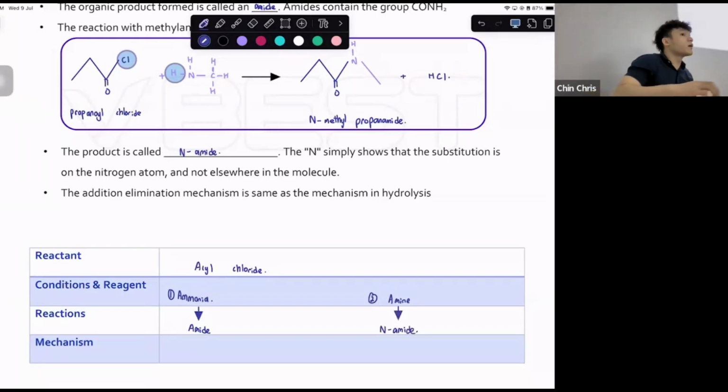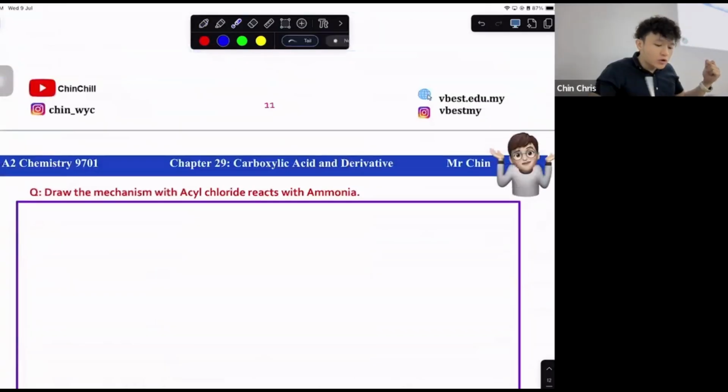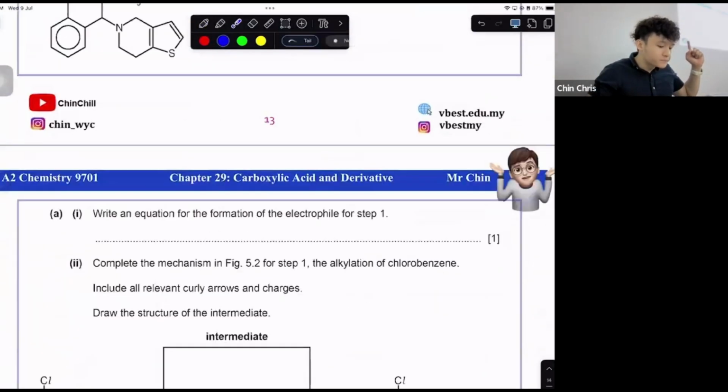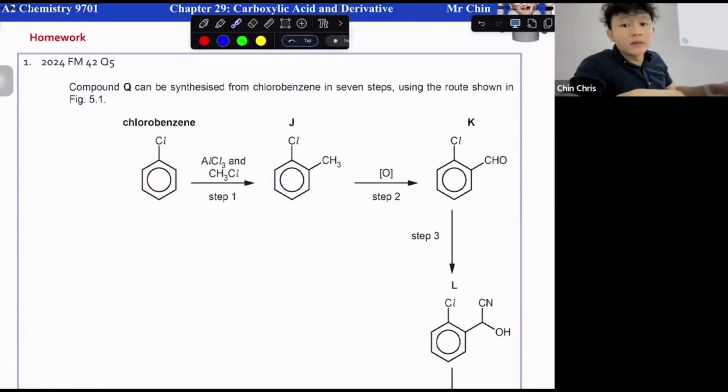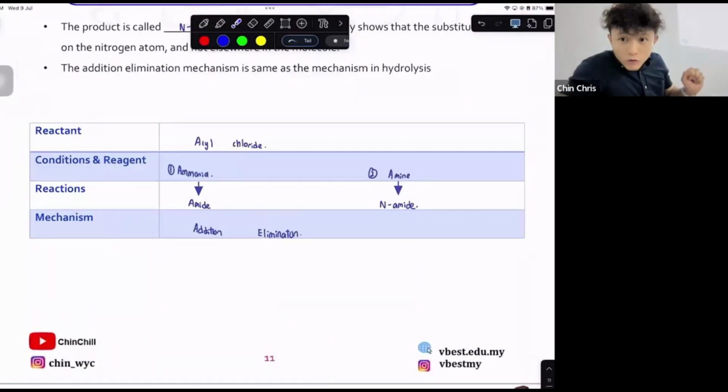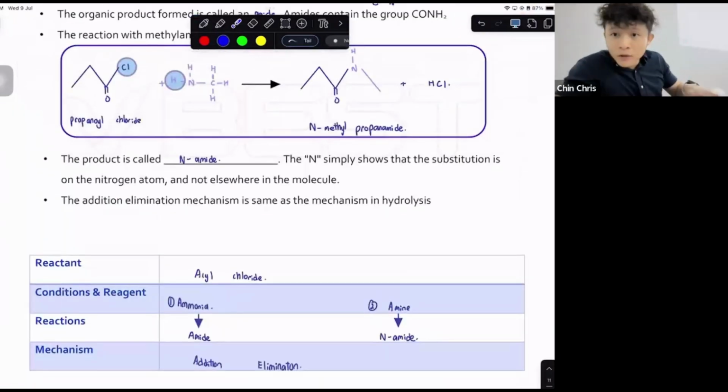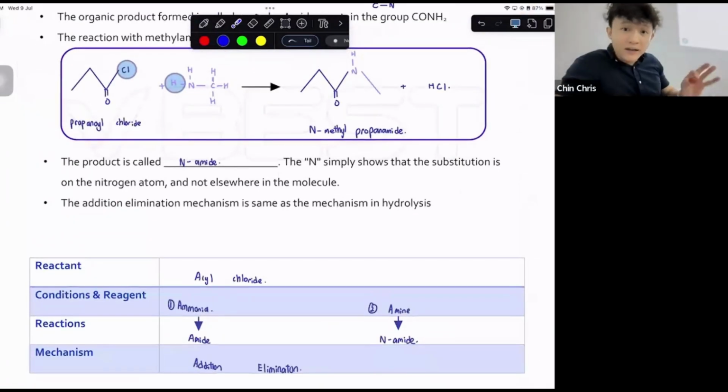Guys, I want a mechanism, anyone? Addition, elimination. It's just the same thing over and over again. I don't need you to do it. I just want you to do one question with me, starting from page 13. Let's go. By the way, this is your exam question. We're going to do one practice question. The N-substituted amide you can ignore first. I will talk about it in detail later on.